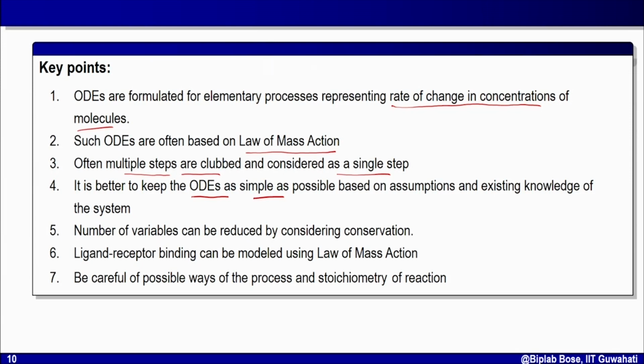Whenever possible, we will try to use conservation rules, the way we have done in the case of ligand receptor. I have considered the total amount of ligand and the total amount of receptor as constant throughout the process. And in many cases, in other biological processes also, you can assume this type of conservation where the total amount of a particular type of molecule does not change with time. So if you can consider conservation, the number of ordinary differential equations in your model will reduce. So reduce the number of variables by considering conservation.